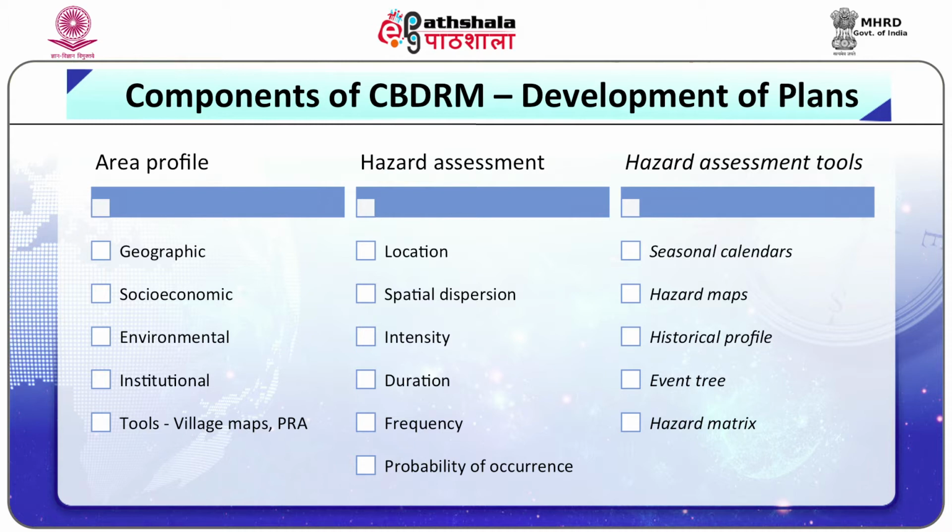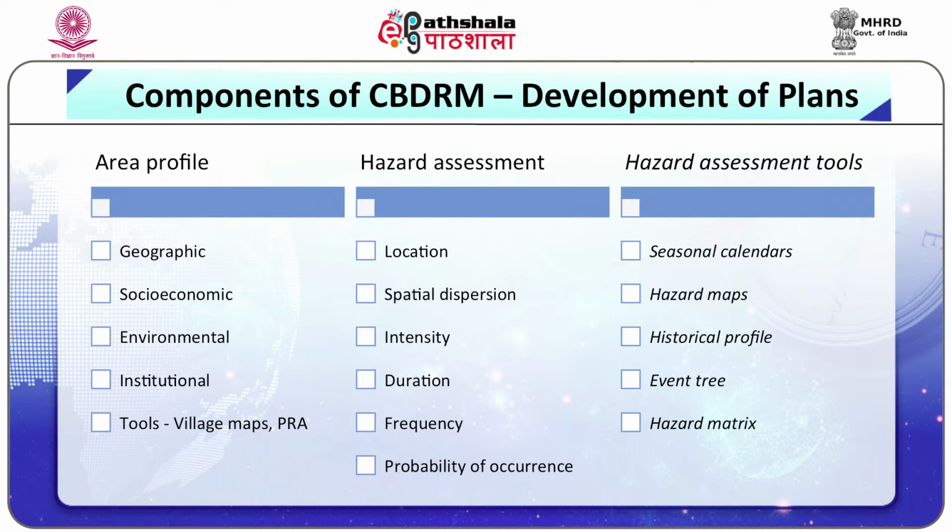A. For each hazard, the location, spatial dispersion, intensity, duration, frequency and probability of occurrence is analyzed with the help of community participation, especially the elderly or knowledgeable people. It is done using number 1, seasonal calendars, which are used to identify the time of occurrence of hazards. Number 2, hazard maps. These are not to scale but help in identifying the area which might get affected in a disaster or has been affected in disasters.